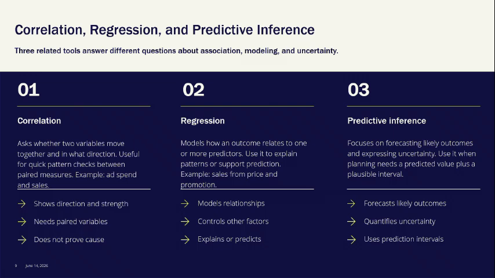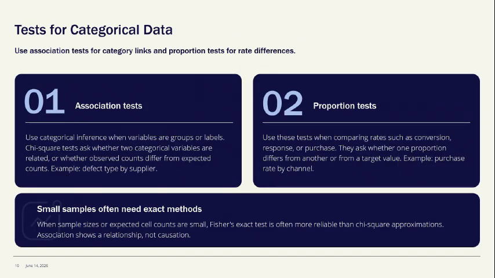Regression goes further by modeling relationships. It allows us to estimate how one or more predictor variables influence an outcome. For example, predicting sales using advertising spending, pricing, and promotions. Predictive inference focuses specifically on forecasting future outcomes and quantifying uncertainty. Rather than simply explaining relationships, predictive inference helps answer questions about what is likely to happen next.